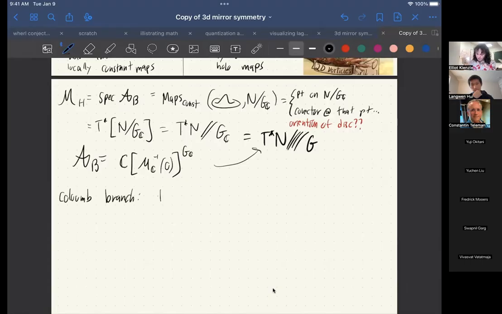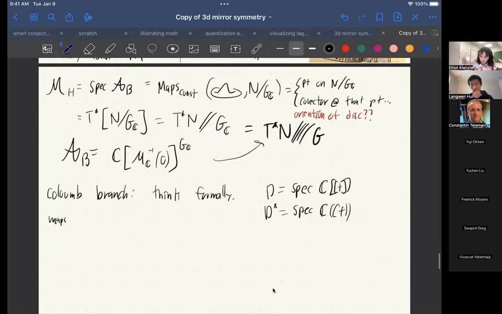To do this, we're going to have to think formally. So we should think of the disk as the spectrum of the power series, the Taylor series, and the punctured disk as the spectrum of the Laurent series. Now the maps from the union of two disks modulo the punctured disk into N mod G, we can describe them as given by the following data.